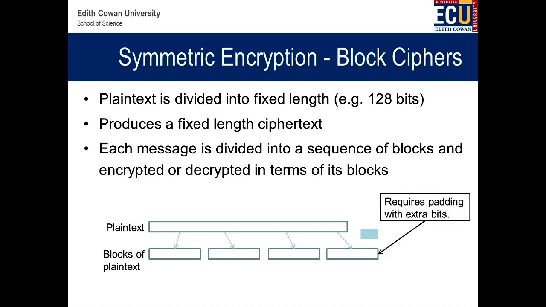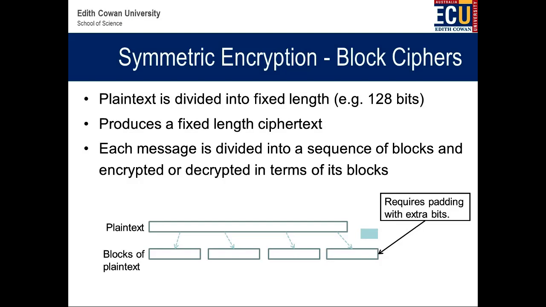Symmetric encryption is further divided into block ciphers and stream ciphers. In block cipher, we take a plain text and we divide that plain text into fixed lengths. In this example, we are taking 128 bits, but it can be more or less as well. In the case of DES, we use 64 bits of plain text. It produces a fixed length of ciphertext. Each message is divided into a sequence of blocks and encrypted or decrypted in terms of its blocks.